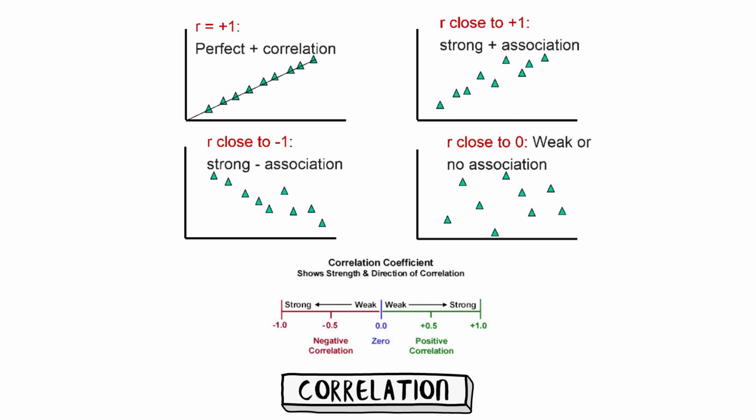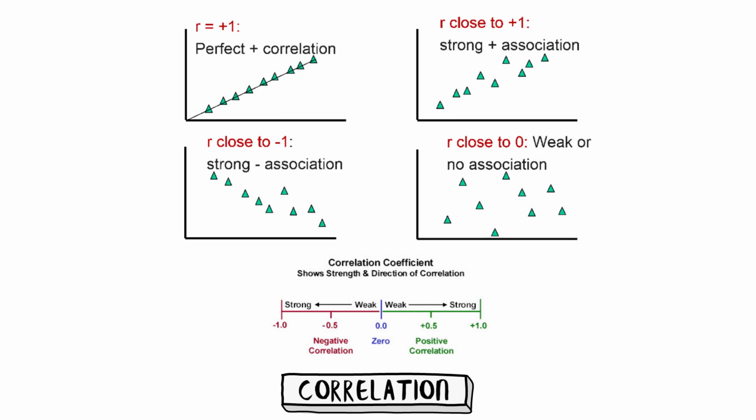With correlation, the researcher is looking for the strength of the relationship where the absolute value of the correlation coefficient indicates the strength of the relationship between the variables. A value close to +1 or -1 indicates a strong relationship, while a value closer to 0 indicates a weak relationship. The sign of the correlation coefficient indicates the direction of the relationship.